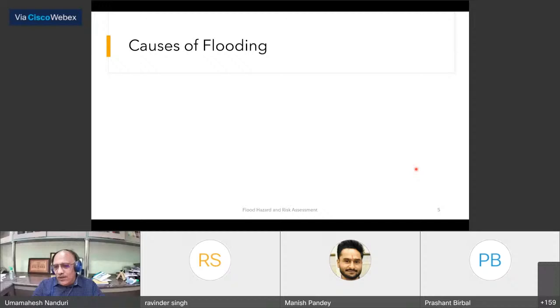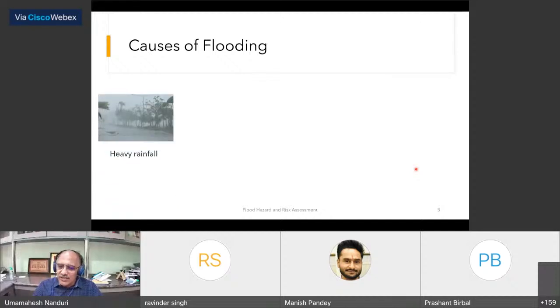So what are the causes of flooding? Try to visualize the different types of causes. One is heavy rainfall. For various reasons, certain pockets of the country are subjected to heavy rainfall, and this causes flooding in that region. Especially, the intensity of heavy rainfall is increasing in recent times in urban areas, causing more floods there.